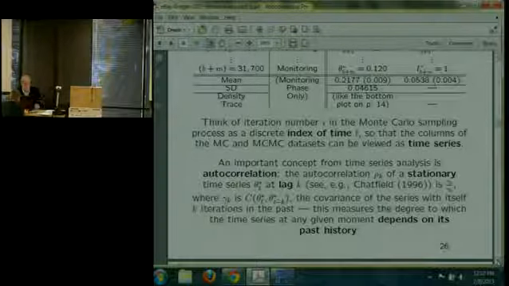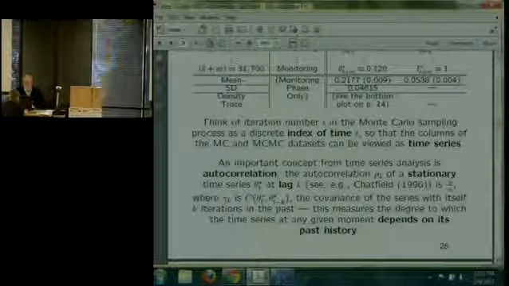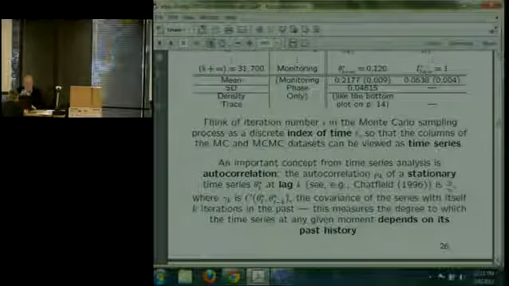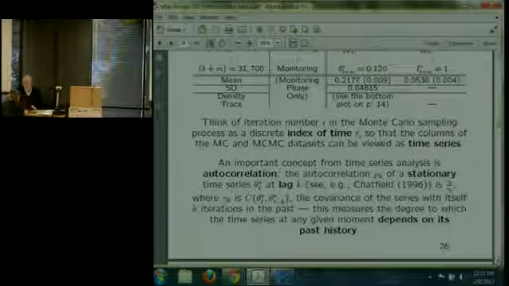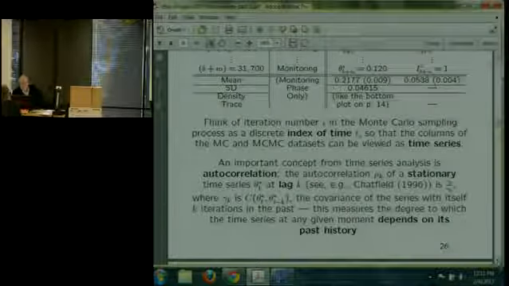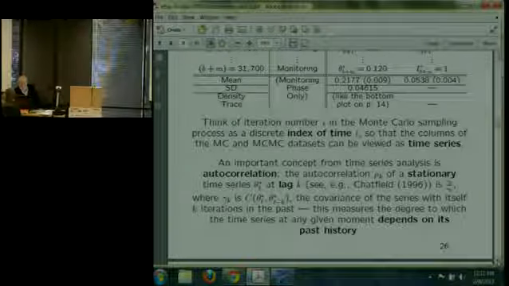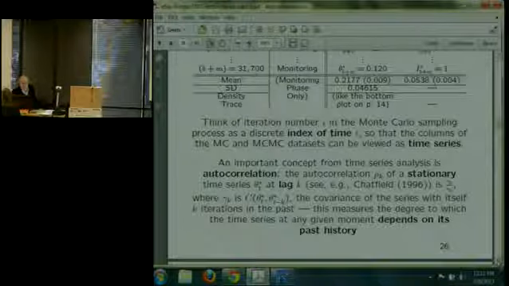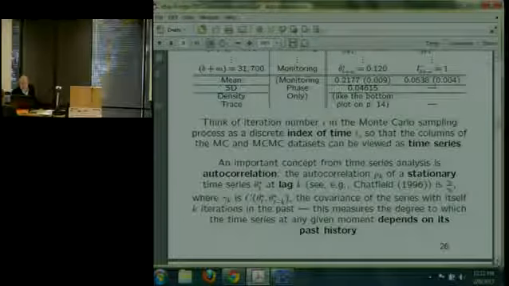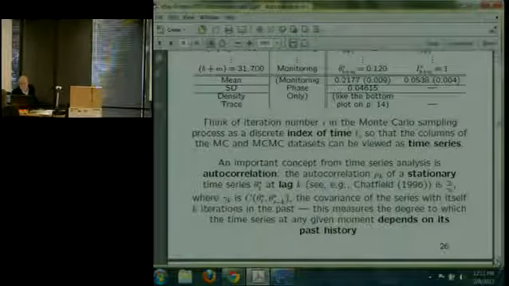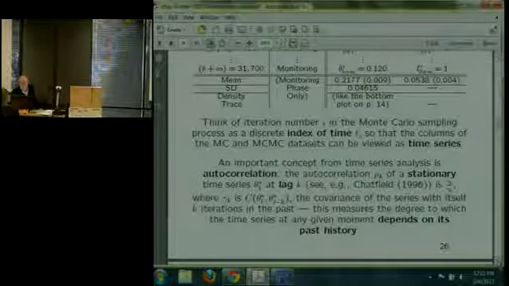It's just linear algebra, but going the other way is actually much harder. So thinking of iteration number i in the Monte Carlo sampling process as a discrete index of time, t, so that the columns of the Monte Carlo and MCMC datasets can be viewed as time series, I need to bring in an important concept from time series for you. It's a thing I mentioned a minute ago.